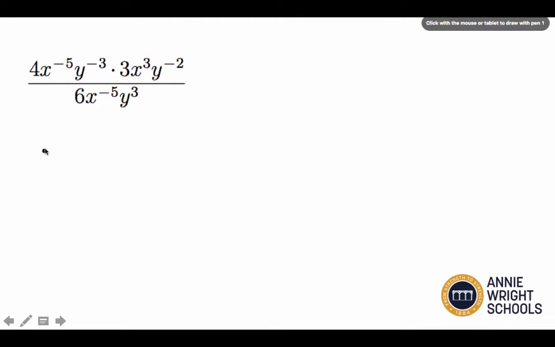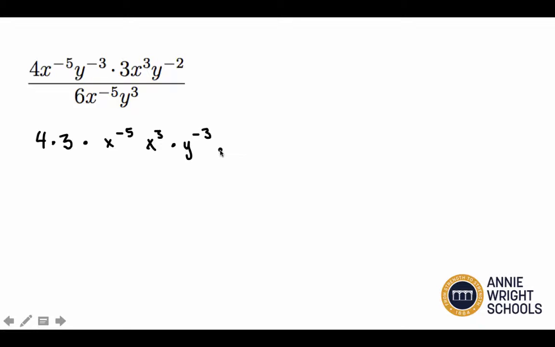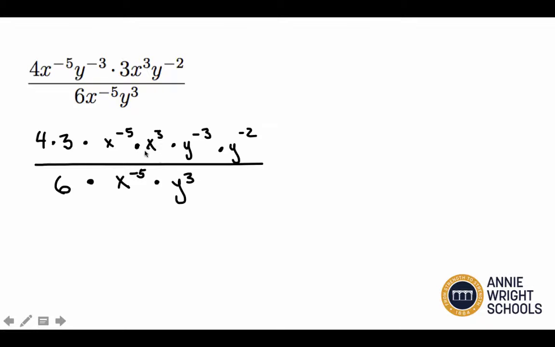You've hopefully tried this problem. Here's how I would do this. 4 times 3 times x to the negative fifth times x to the third times y to the negative 3 times y to the negative 2 divided by 6 times x to the negative fifth times y to the third. Good? Lots of ways to do this now at this point. You do not have to do what I'm going to do.